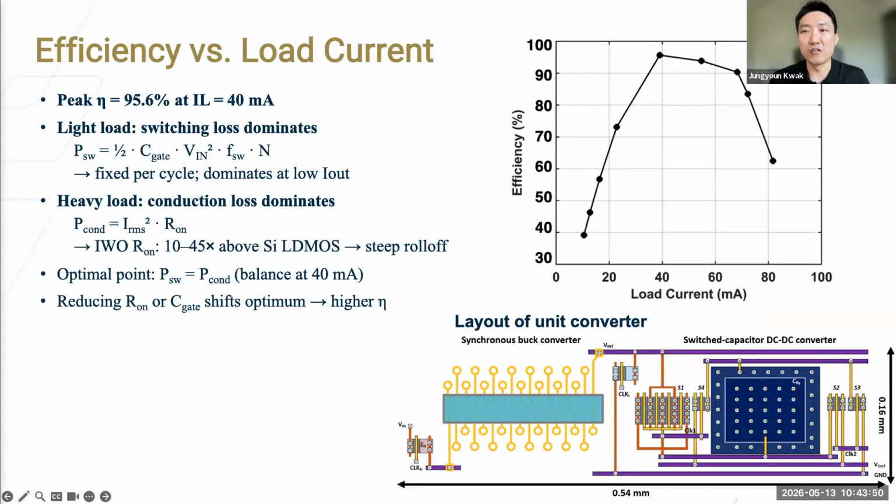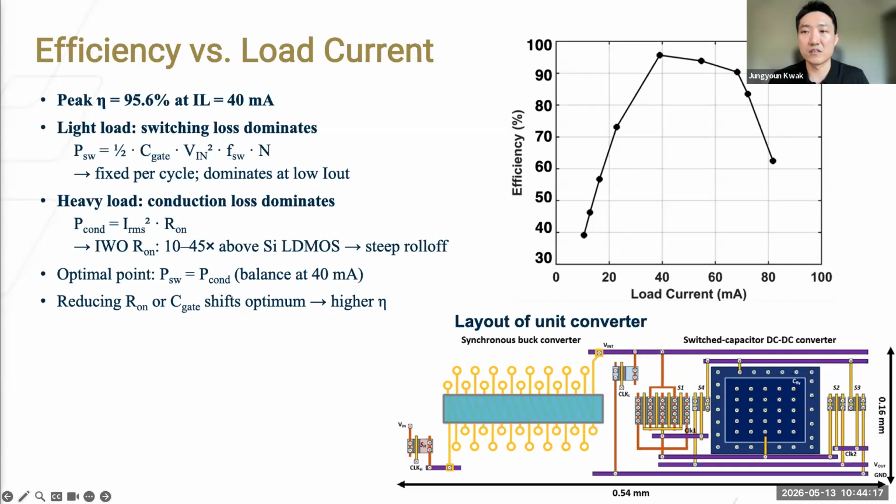The efficiency versus load current curve shows the classic trade-off in every switching converter. The x-axis is output load current in milliamps, and the y-axis is efficiency in percentage. The curve has the typical bell-shaped curve seen in almost every switching converter. At light load, efficiency drops as load current decreases.